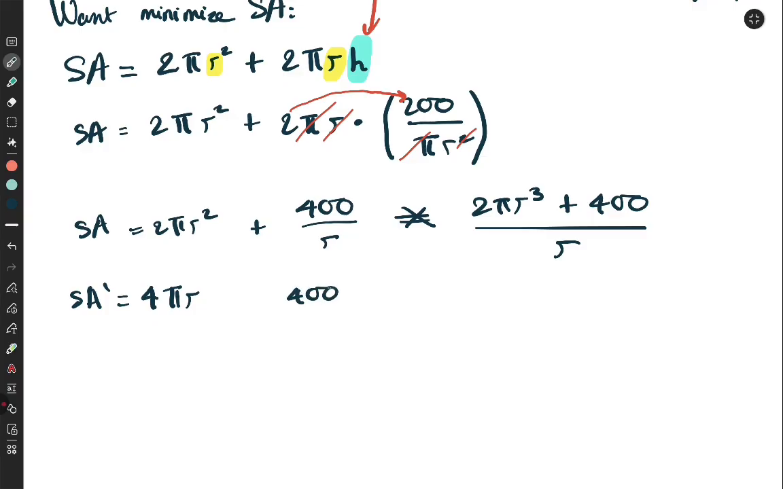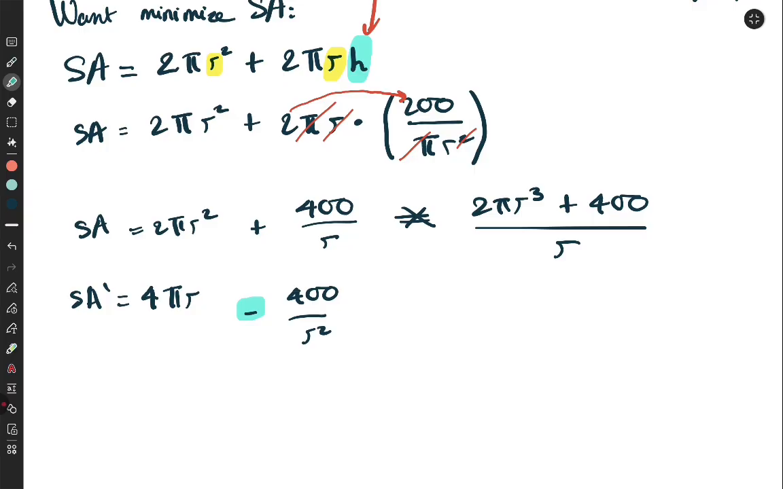Right, 400 still there, constant there. How about the 1 over r? The derivative would be negative 1 over r squared. Keep that in mind. There's a negative in there. Okay. Negative 1 over r squared. There you go. Easier to take the derivative.